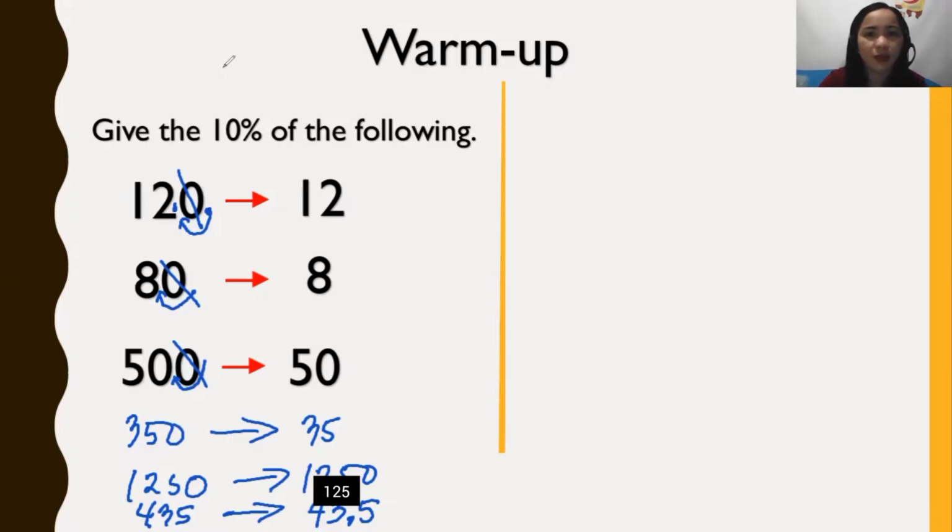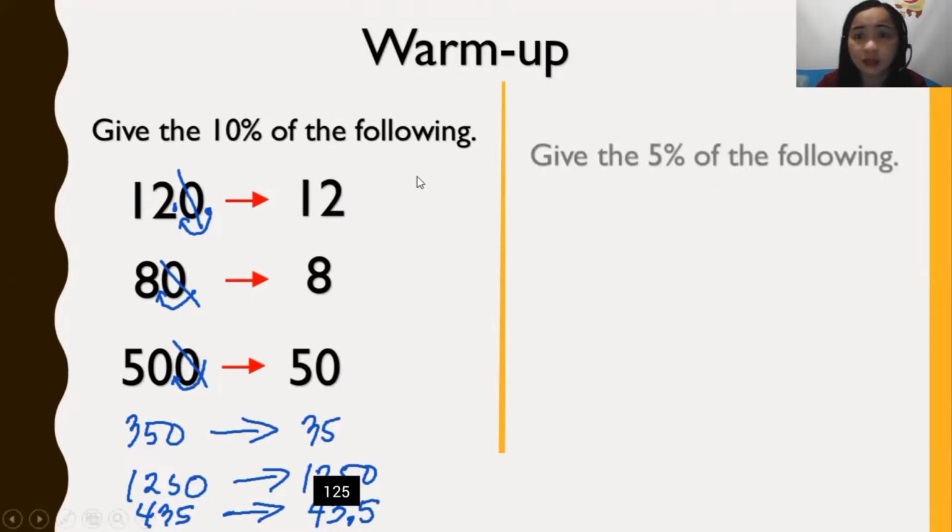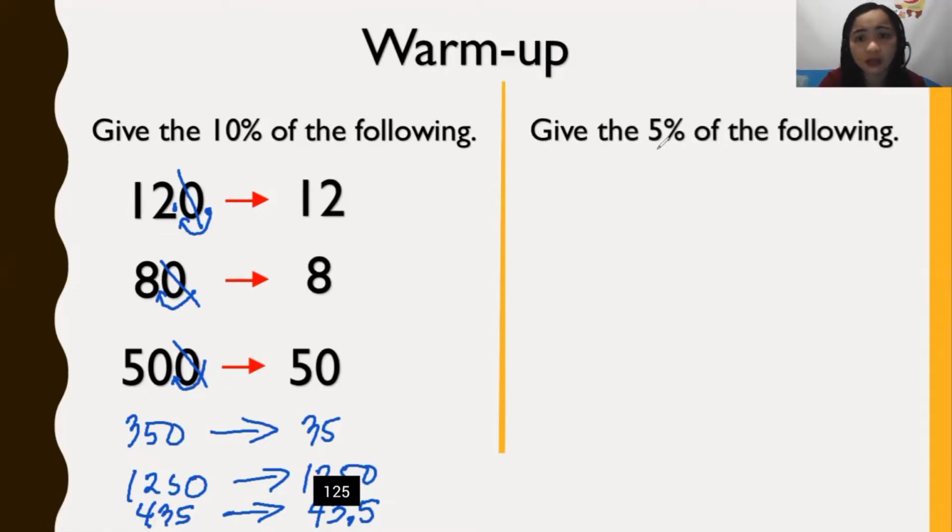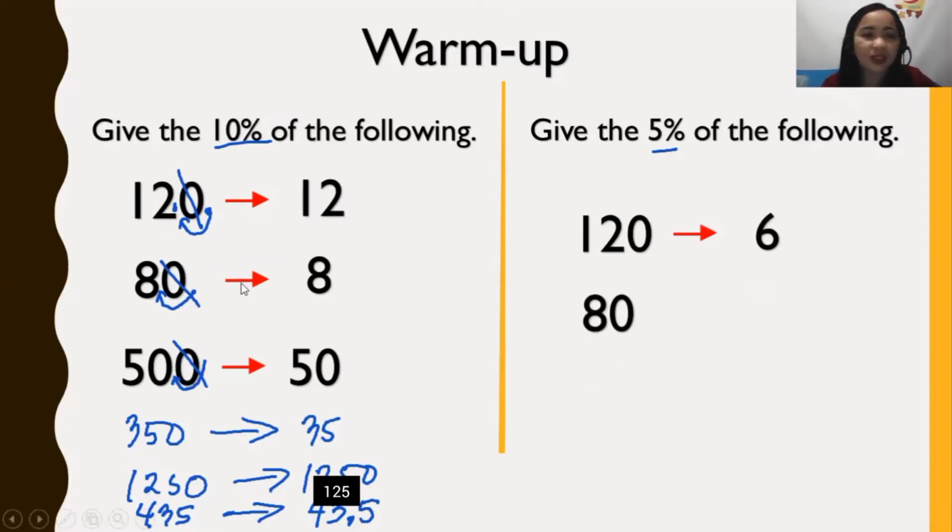So now, what if we are to look for the 5% of the given number? So as you can see, yung 5%, kalahati siya ng 10%. Now, let's have the same given. What if we have to get the 5% of 120? So here, kung ang 10% niya ay 12, therefore, the 5% of 120 is 6. So, kalahati ng 12. And then, what if we have to get the 5% of 80? Kung ang 10% niya ay 8, therefore, 5% of it is 4. And what is the 5% of 500? If the 10% is 50, therefore the 5% is 25. So that's how easy we get the 5% of a certain number.